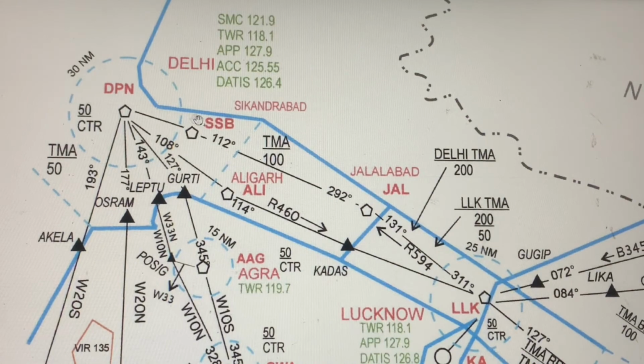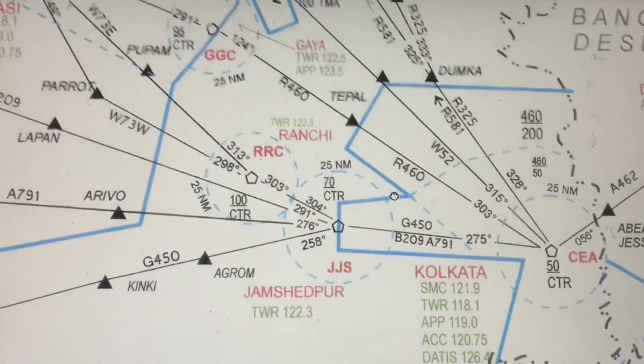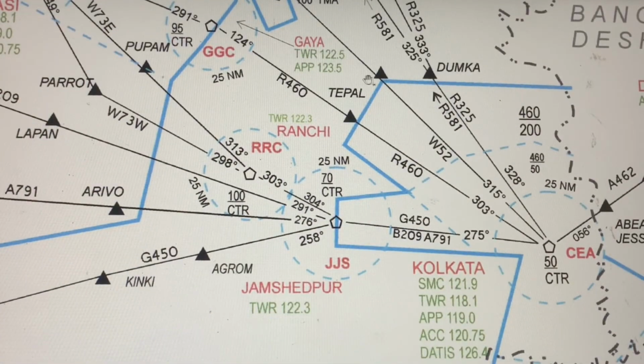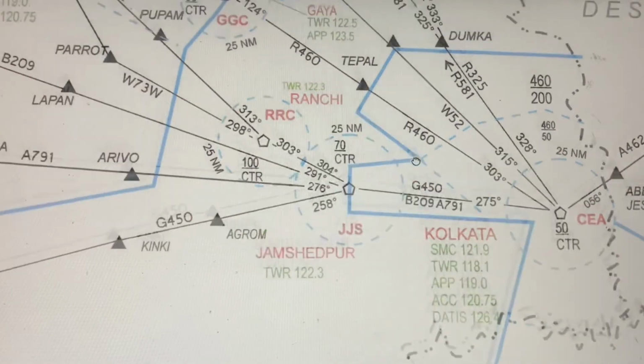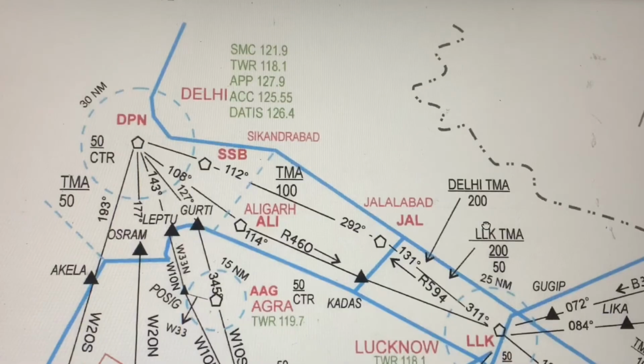This blue solid line indicates the control area of Delhi. Likewise, we have discussed that other airports will also have their own terminal maneuvering area, indicated here by a blue solid line. For Kolkata, you can see there is a Kolkata region. Likewise, for Patna, this is the terminal maneuvering area in which the jurisdiction of Patna is applicable.